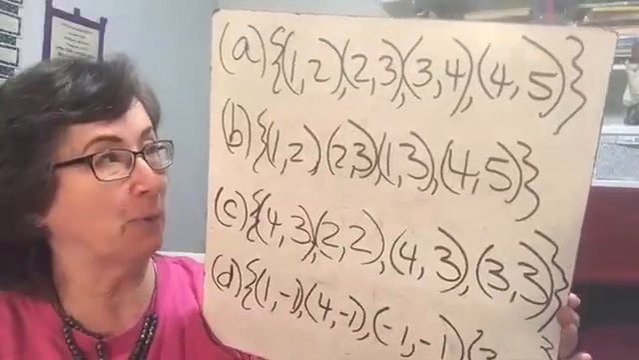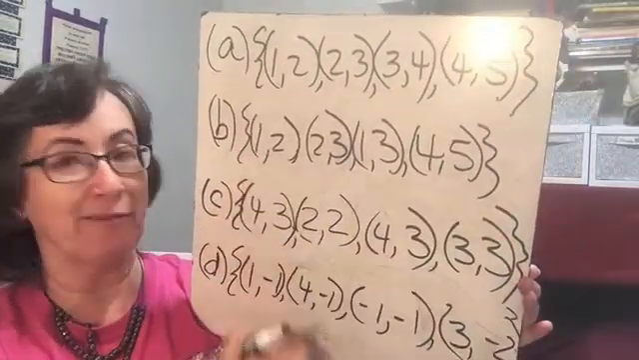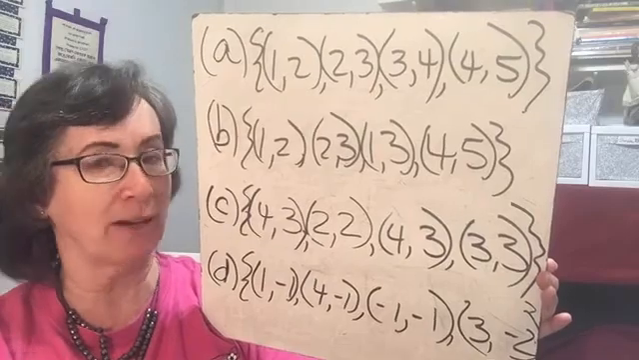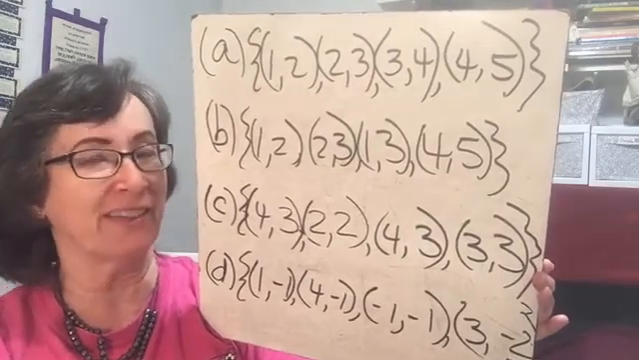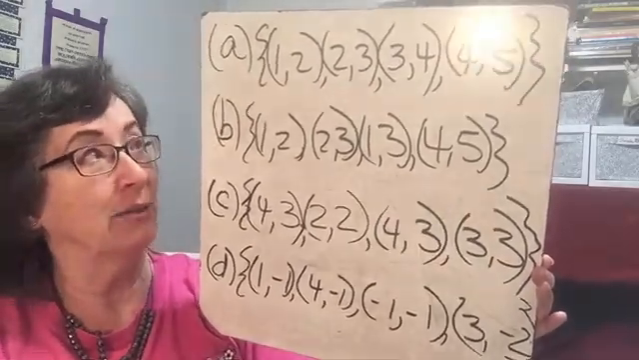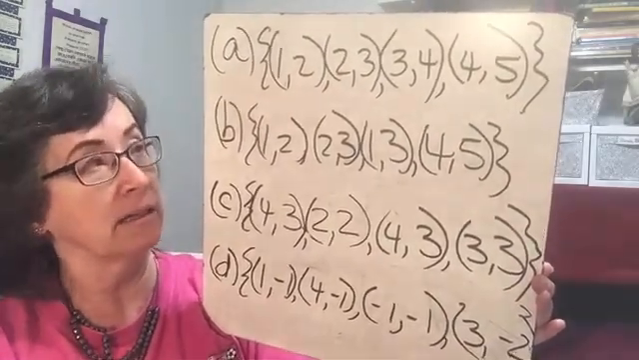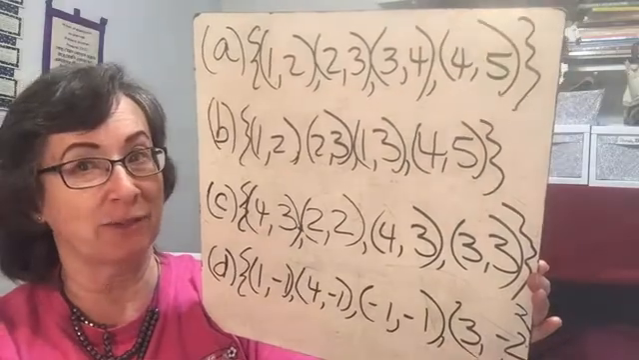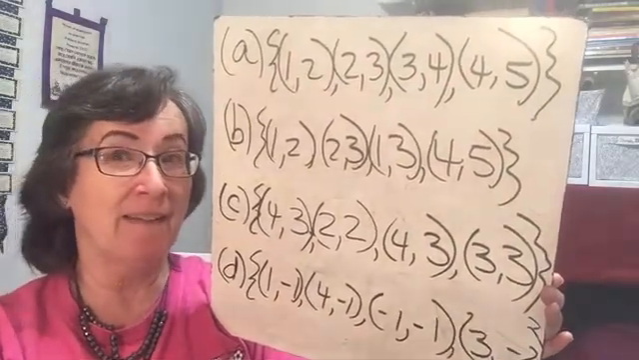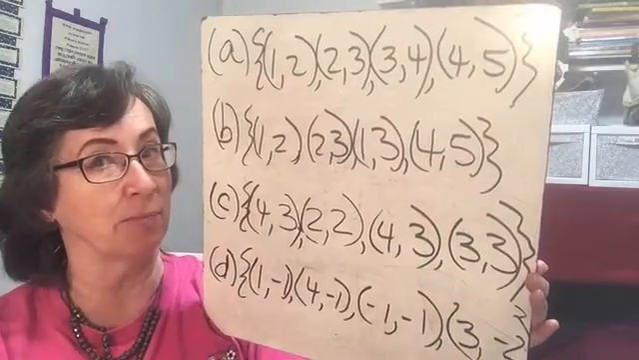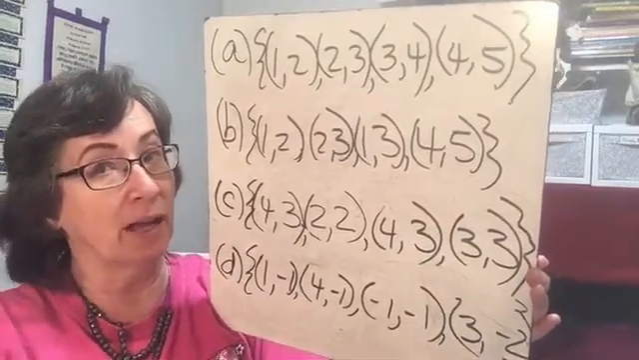Okay, so on this board we have 1, 2, 3, 4 problems where we're going to check each set of ordered pairs and see, are they a function or are they just a relation? Okay, so any set of ordered pairs is going to be a relation, isn't it? But each one of these sets we have to examine. Is there any first term input that has more than one output? If so, it will not be a function.